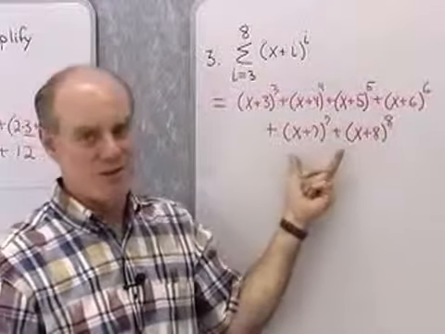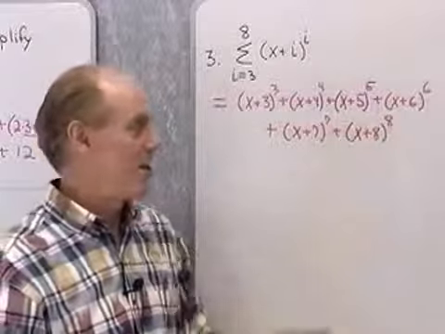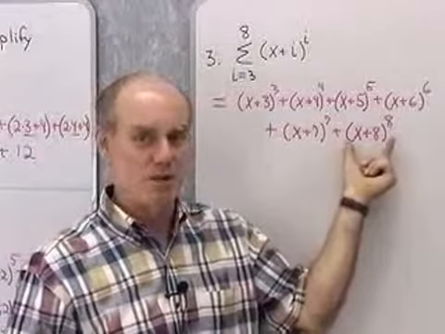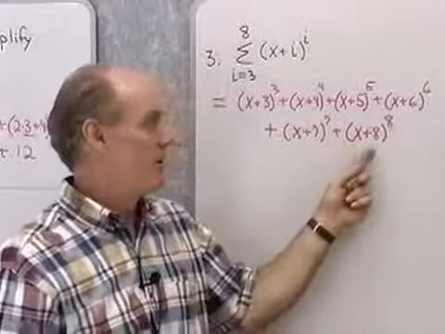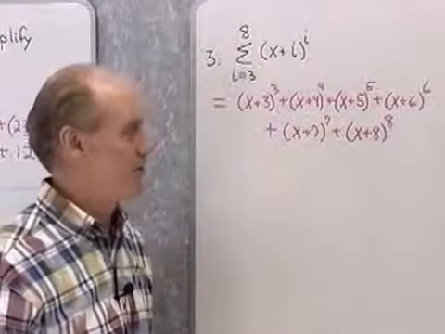Now, this would be a pretty difficult problem to do, (x plus 8) to the 8th power, to multiply all that out. We'll actually see how to handle expressions like this later on in the chapter using the binomial expansion. But for right now, we would have to leave this in this form right here. We can't simplify it any further.